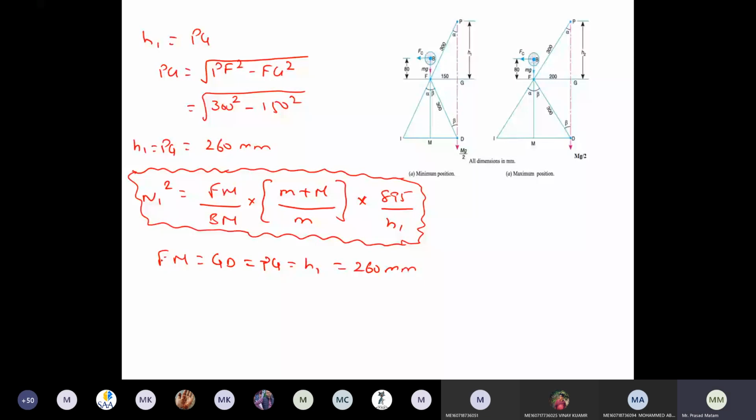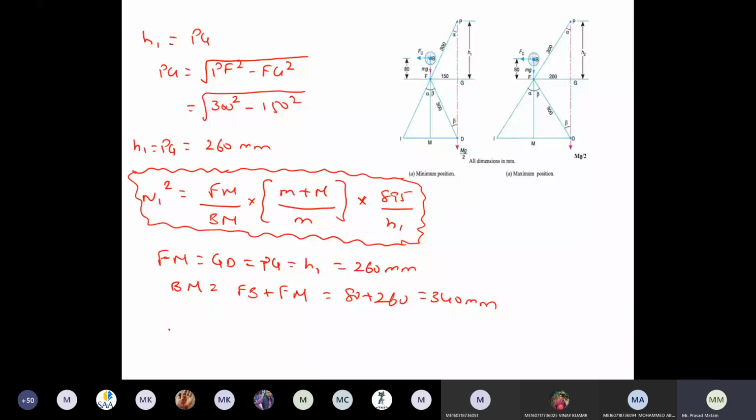Now try to find out the BM value. Can anyone tell how to find BM? Where is point B located? See the diagram. You can see this. Center of the ball. 340. Total. Right. I can write BM is nothing but the sum of FB plus FM. Already I got FM. That is 80 plus 260 mm, which is equal to 340 mm.